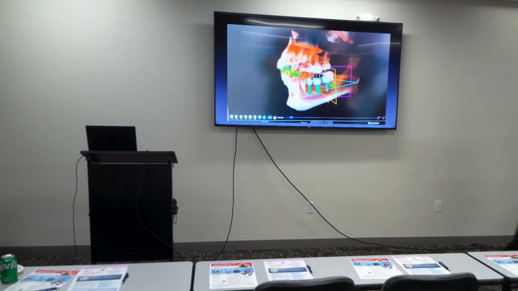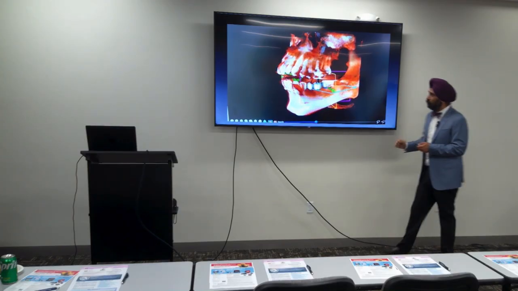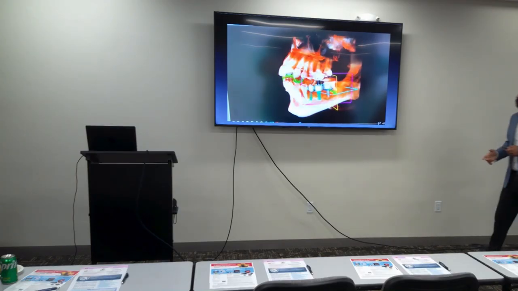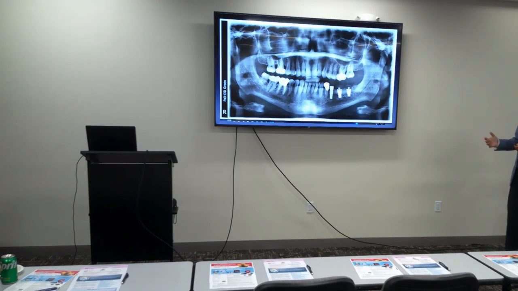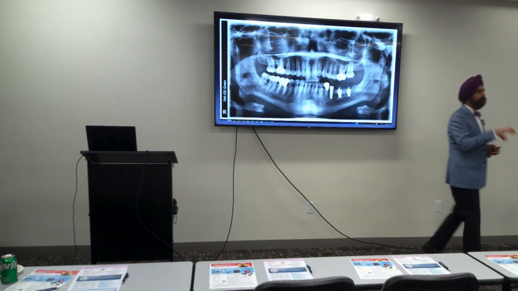So this is a case planned in the software. We're going to do 18, 19, and 20. This is the planning part of it, and this is the execution of the same thing. Now, we can do this freehand, but how cumbersome is it to figure out exactly at what point the 18, 19 emergence profile is going to look good and 20 is going to work?